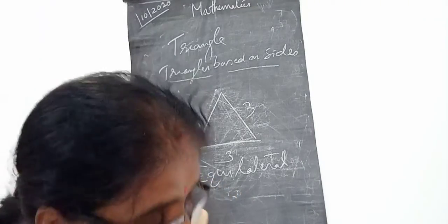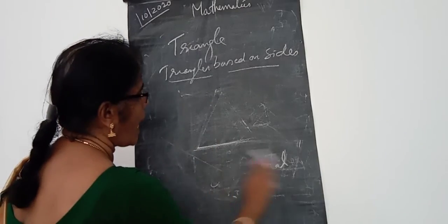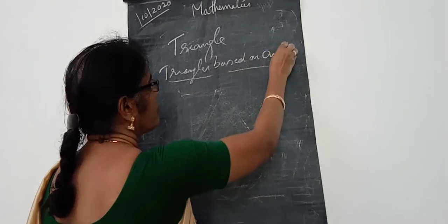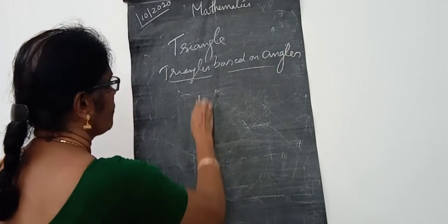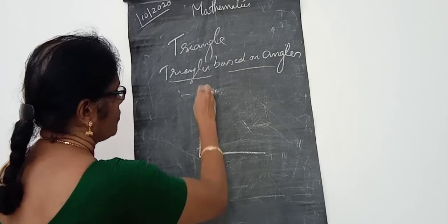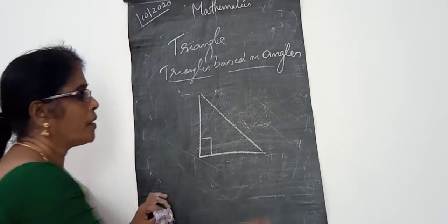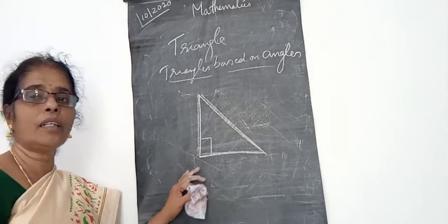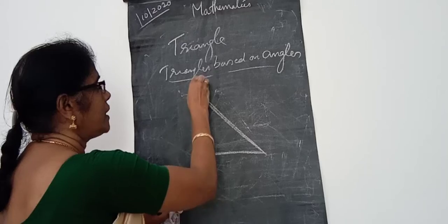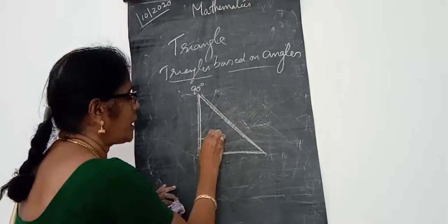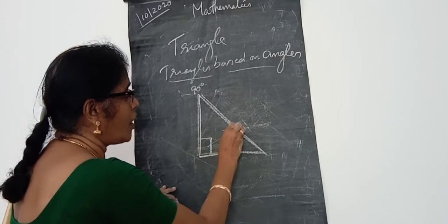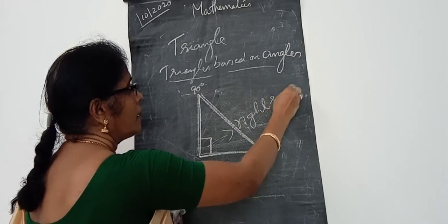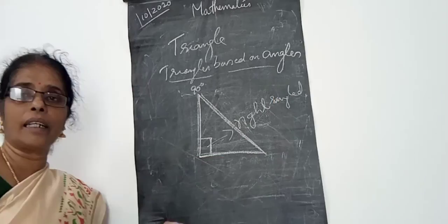Okay. Then the second one, triangles based on angles. Yes, this one is a triangle. In this triangle, what is the angle, children? You can look here. This one is a right angle, 90 degrees, isn't it? So we call this triangle a right angled triangle. This one is a right angled triangle.